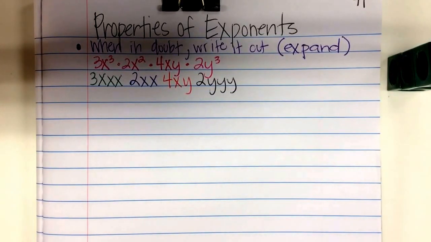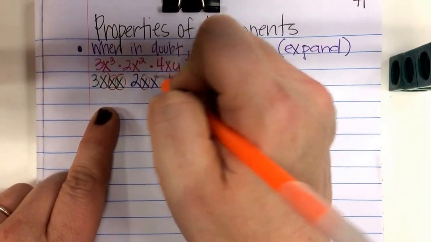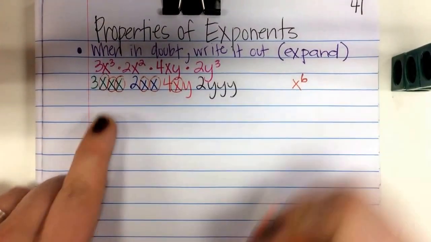When in doubt, write it out. If you expand it, then I can visually see like terms. What's going to go together? What can I combine? What can I rewrite in a simpler form? Noah, give me one thing. The x's. How many x's do you see? 1, 2, 3, 4, 5, 6. X to the 6th.